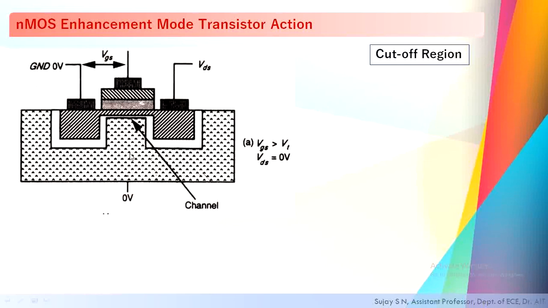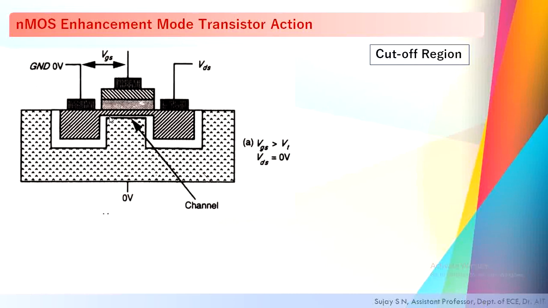This P substrate will be having a majority of holes and a minority of electrons. Those minority free electrons are going to be attracted towards the gate region because of the positive voltage we are applying from the gate, and they are going to be accumulated here, and this region becomes completely n type. So the n channel is going to be developed between the two n regions. That's why this amount of VT is required from VGS to create the channel.